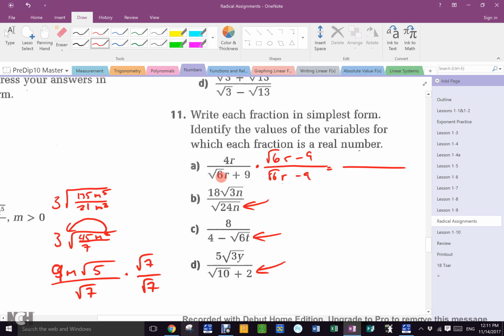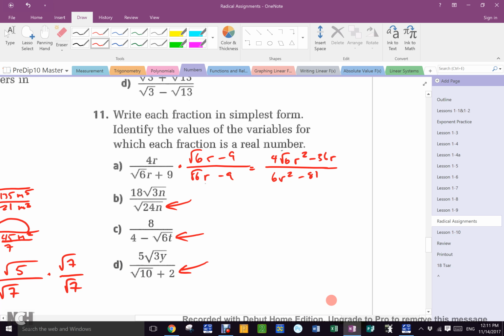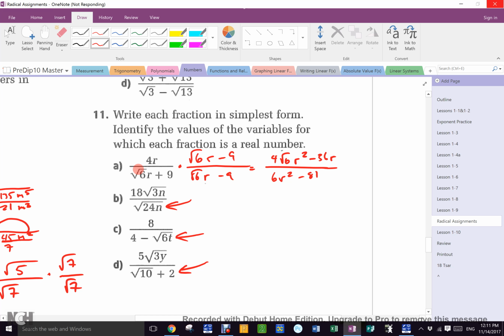And then on the bottom, you'd have root 6 times root 6 is 6, r times r is r squared. So you'd have 6r squared minus 81, yeah? And up top, you'd have 4 root 6 r squared minus 36r, right? And then you would start simplifying. But for that, the first thing you've got to do is check that you can't have a 0 there. All your denominators can't be 0. That's what you're trying to do there.